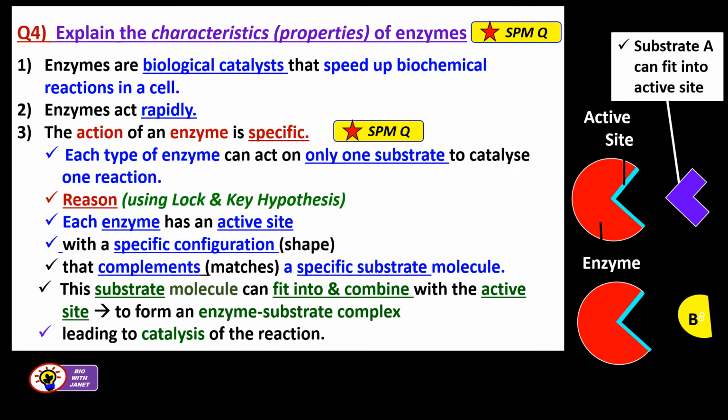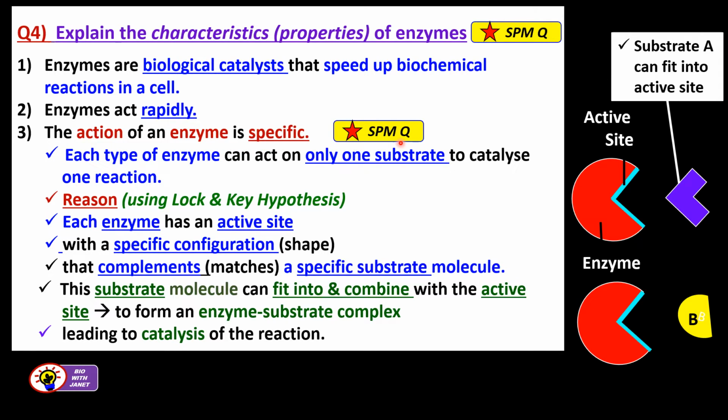Now, next we come to the characteristics or properties of enzymes. So can we ask to state some characteristics or properties of enzymes? Here there are 7 of them. Firstly, enzymes are biological catalysts that speed up biochemical reactions in the cell. They're produced by cells, so they're called biological catalysts. They act rapidly, and the third one is very important. The action of an enzyme is specific.